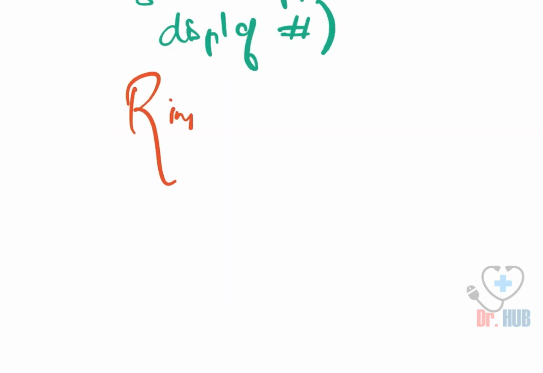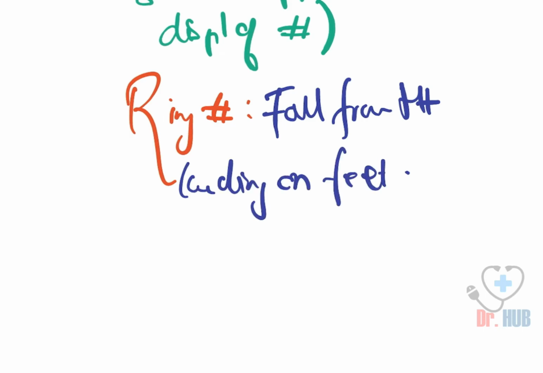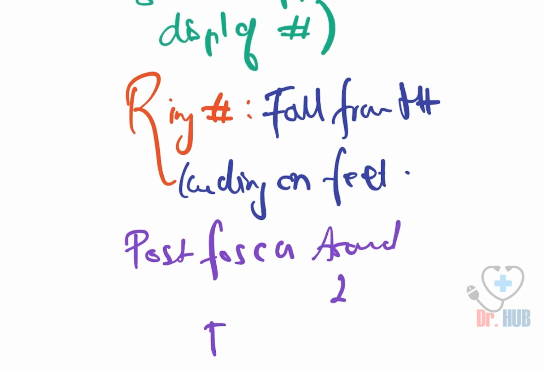Next we see the ring fracture. A ring fracture is basically seen due to a fall from height and landing on feet. These occur in the posterior fossa, around the foramen magnum.